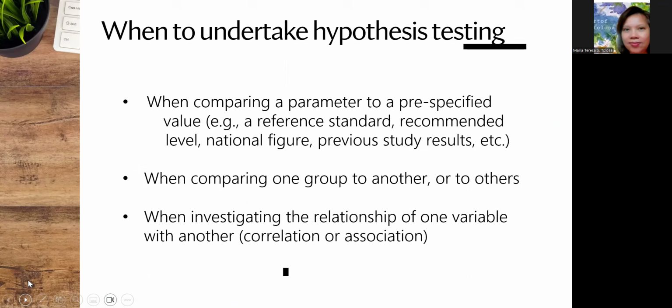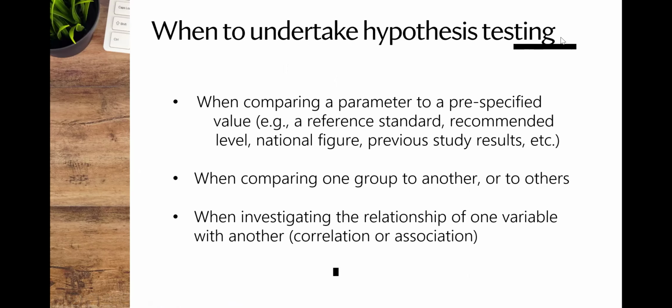And here we look at the conditions when to undertake hypothesis testing. One is when we compare a parameter to a pre-specified value. For example, a reference standard, a recommended level, a national figure, previous study results, or others. The second condition is when comparing one group to another or to others. And then the last is when investigating the relationship of one variable with another. And this may be correlation or association.